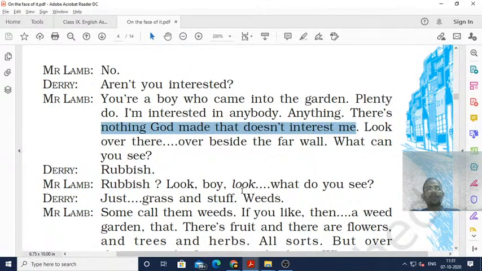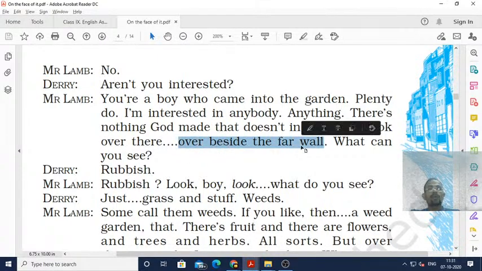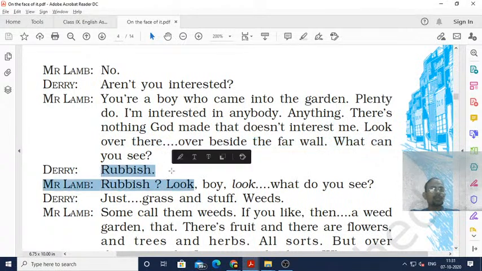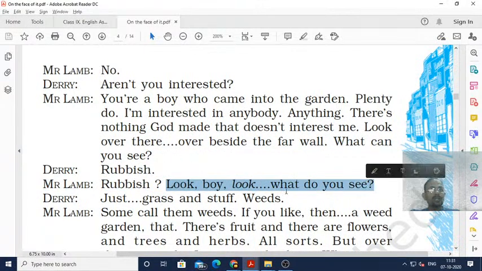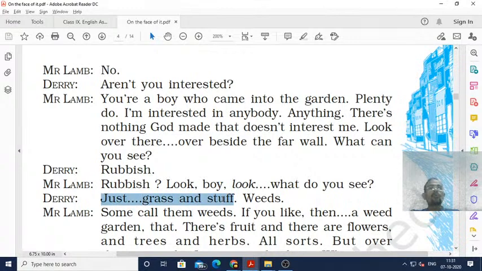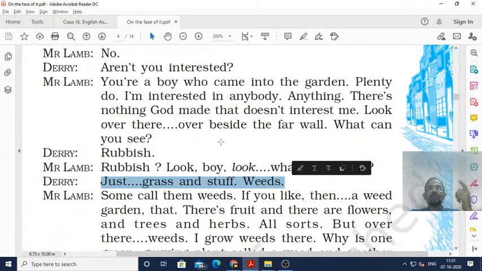Look over there. Then Mr. Lamb is trying to draw the attention of Daddy to some other place. Look over there, over beside the far wall. What can you see? Daddy says, rubbish. Rubbish? Look boy, look. What do you see? Just grass and stuff, weeds. Daddy says, I can see the weeds.